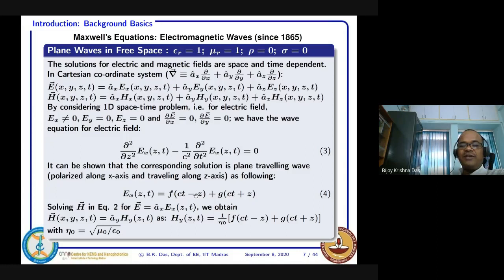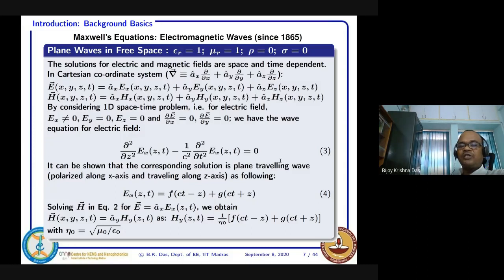If it is a material medium, c will be replaced by v. So f and g are two functions that differ only by ct minus z and ct plus z. Both are solutions, and you can prove it. f can be a sine function, g can be a cosine function, or f can be an exponential or some complex function, but it should be a function of ct minus z and ct plus z. Then it will be a solution, of course. Whether that solution is feasible or not is a different issue we'll discuss. But mathematically, equation 4 gives a solution for 3.